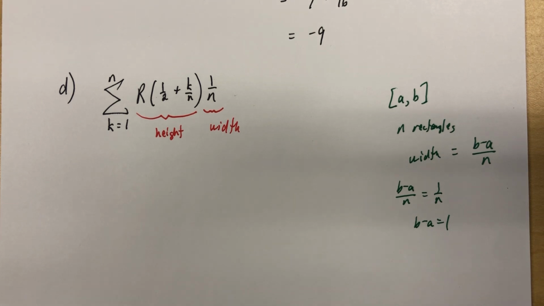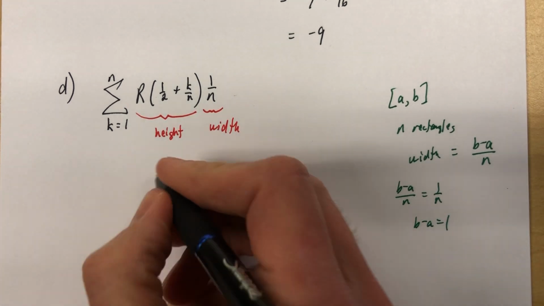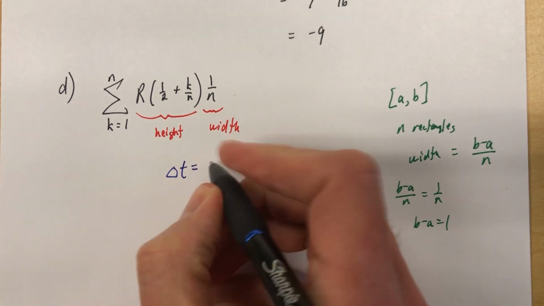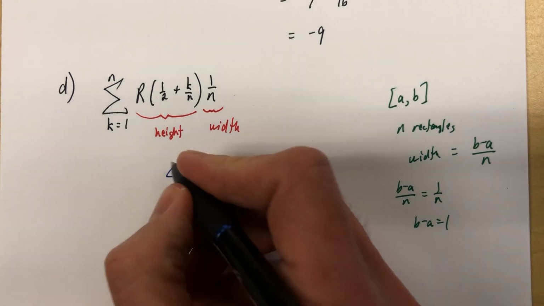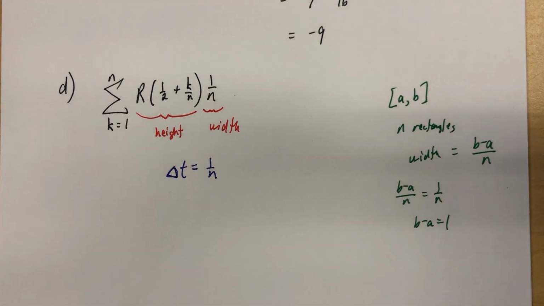So the change in t, we could call it delta t, and I'm going to write that down here. My delta t is equal to 1 over n, and that is going to be one of the things that they are looking for. And if that didn't go through your mind, don't panic.